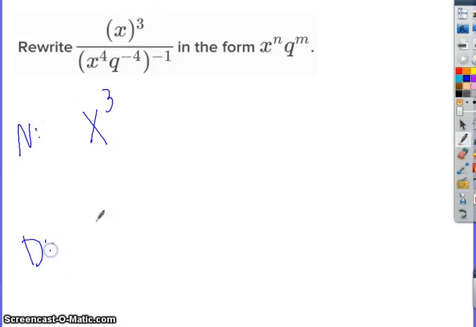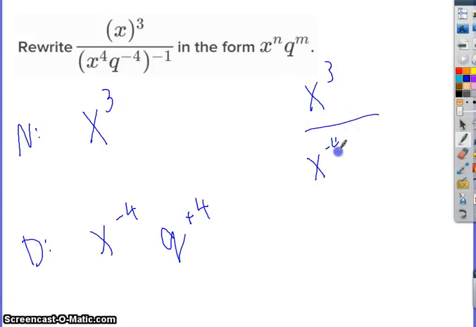And then the denominator distributes x to the negative 4, because it's 4 times negative 1. Q to the negative times negative is positive 4. Put them together. X to the 3rd on top, x to the negative 4th, q to the 4th on bottom. And so for the x's, it's 3 on top minus negative 4 on bottom. And that's keep, change. And then for the q's, I've got them on bottom, and so they're going to be negative. So that's going to be negative 4 on the q's.